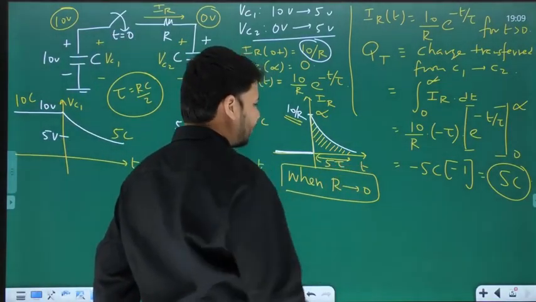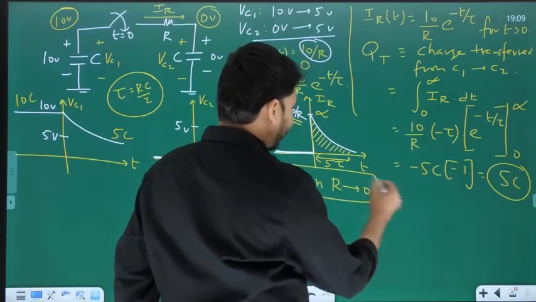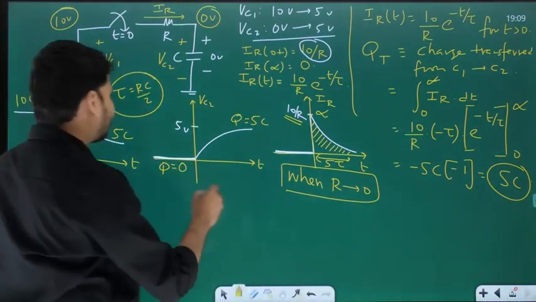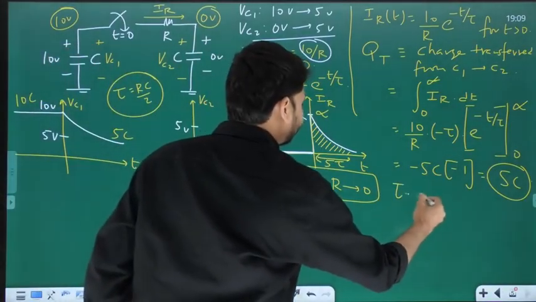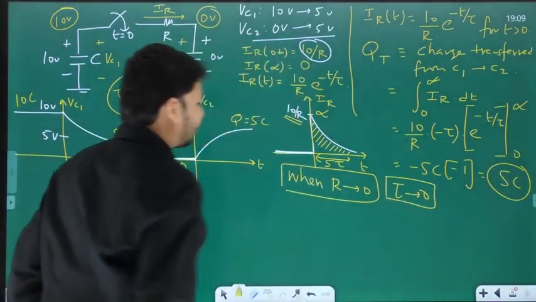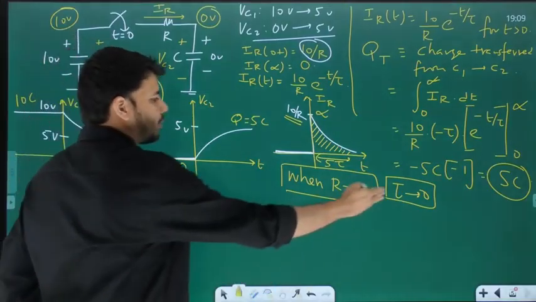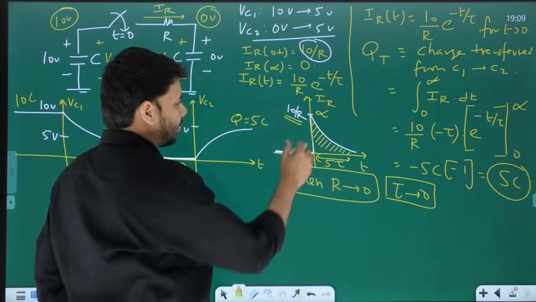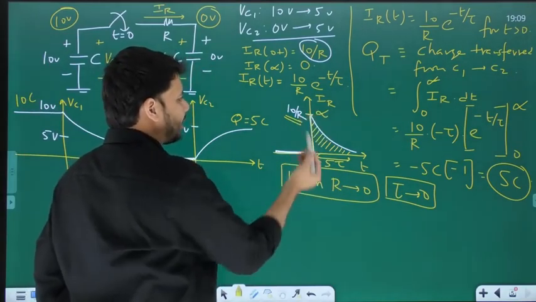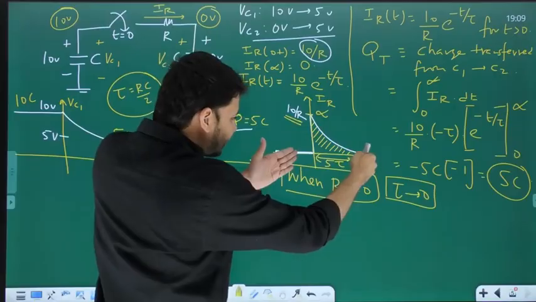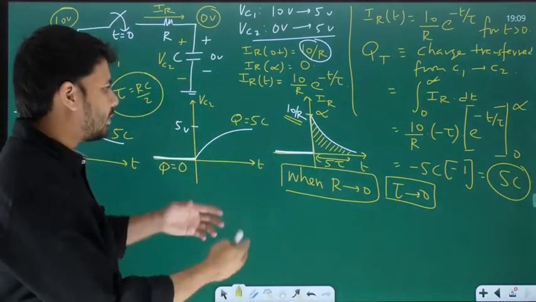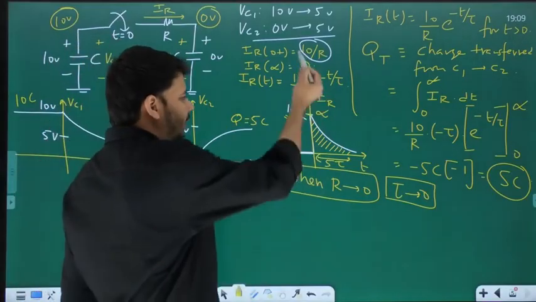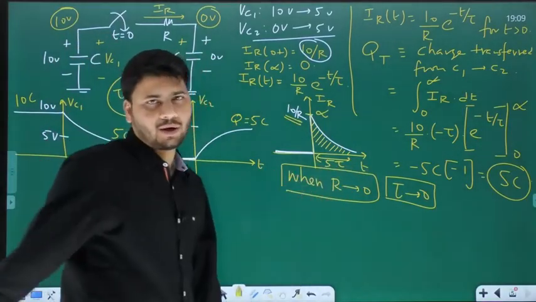Let me call this 5 tau. So 5 tau, and tau is RC by 2. And when R tends to 0, tau also tends to 0. If tau tends to 0, 5 tau also will tend to 0. In other words, when R tends to 0, this initial value of IR will tend to infinity, and the width of the curve will tend to 0. So does it not become a very, very narrow pulse kind of thing, where the height will tend to infinity, and the width will tend to 0?